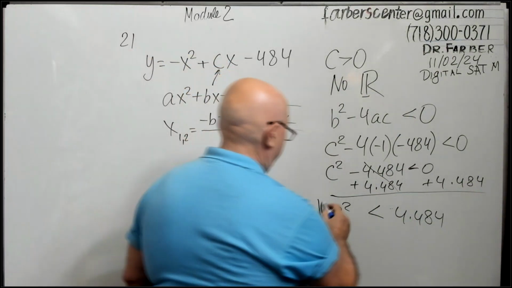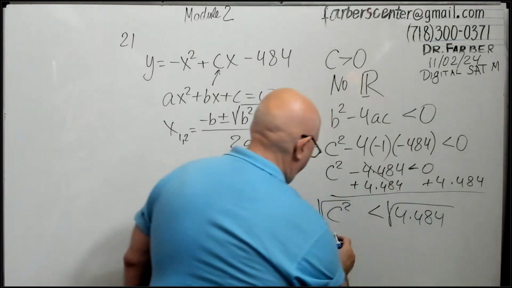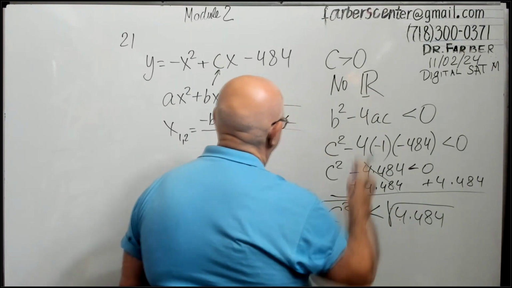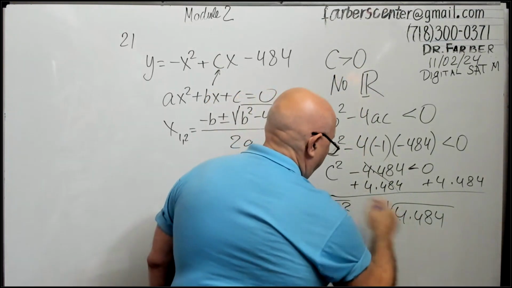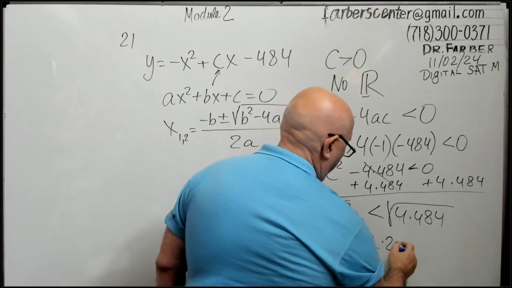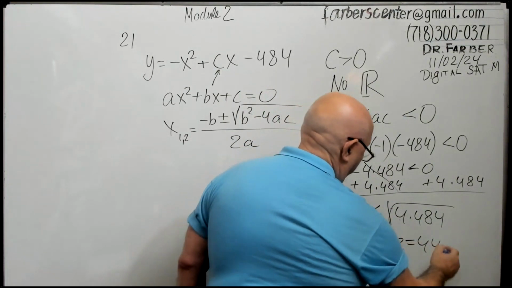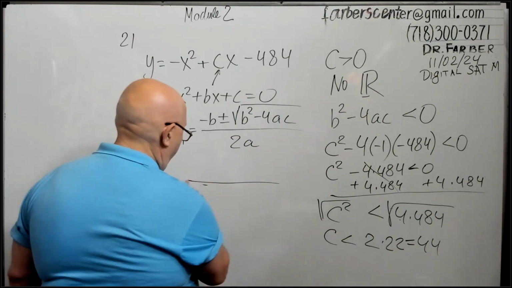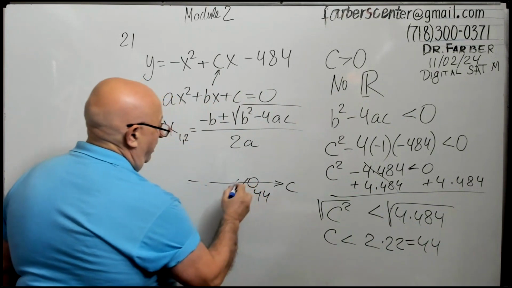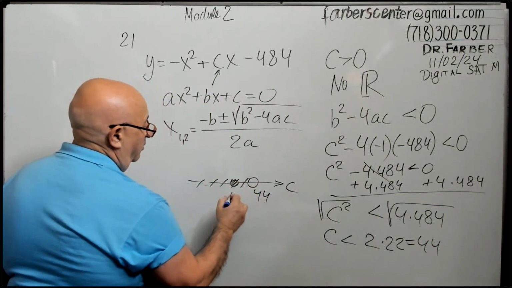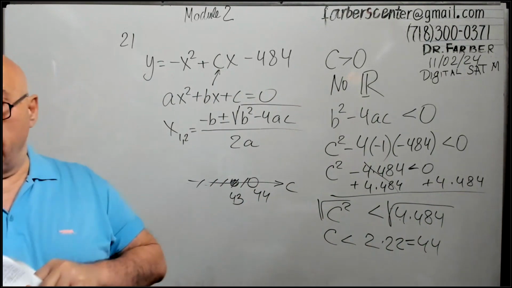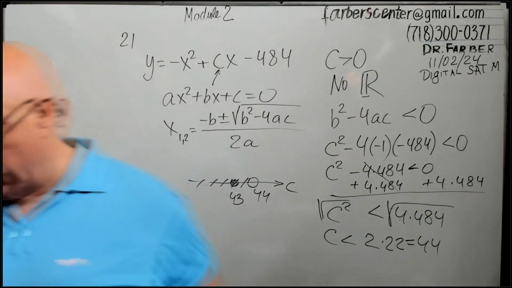If I take the square root of both parts, I get c less than 2 times 22. I will not put plus or minus because c is positive. The square root of 4 is 2, the square root of 484 is 22. And this is 44. If I depict a number line for c, less than 44 is 43. And the answer is 43. So the idea about the discriminant is very productive for many questions.